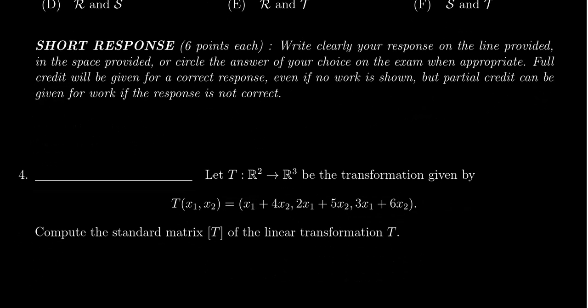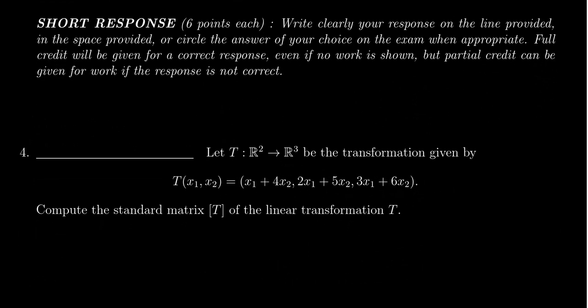All right, so the short response section, it's a little bit longer than multiple choice. Let's look at some of the questions here. And remember, all of these questions are worth 6 points each. The first question, number four, that you're going to see is you're going to be given a linear transformation. You don't have to prove that it's a linear transformation like we did on test number one. You'll just be given a transformation and you may assume it's linear.